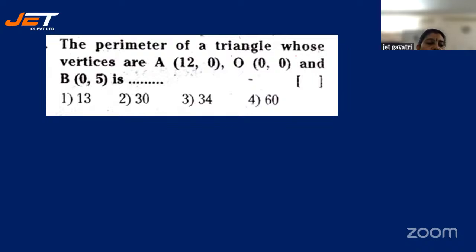Yes. Now I have with me Nitin, Lokesh, then Shama Parveen, Sri Venila. All right, yes. So you all have given the correct answers for the last question. Now for this question, the perimeter of a triangle whose vertices are. Okay. Let me see how many are going to give me the correct answer for this. Is it 13? Is it 30? Is it 34? Is it 60?